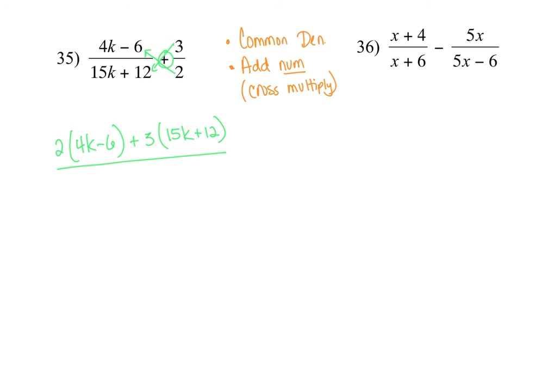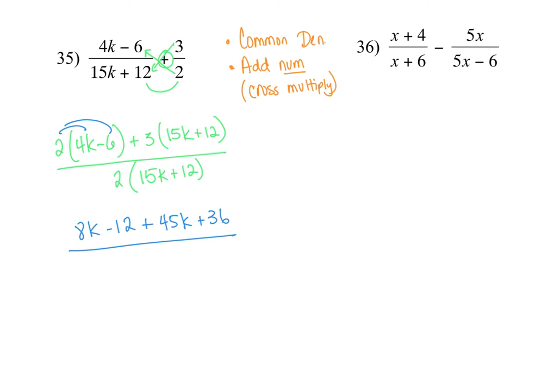My denominator is going to be the multiplication of these two. So 2 and 15k plus 12. And we will do some simplifying at the end. Or if you can simplify before, that's fine, but I would recommend you do it all the way out and then simplify, because you may mess up if you try to eyeball it. So I'm going to distribute these and combine my like terms. So I have 8k minus 12 plus 45k plus 36.